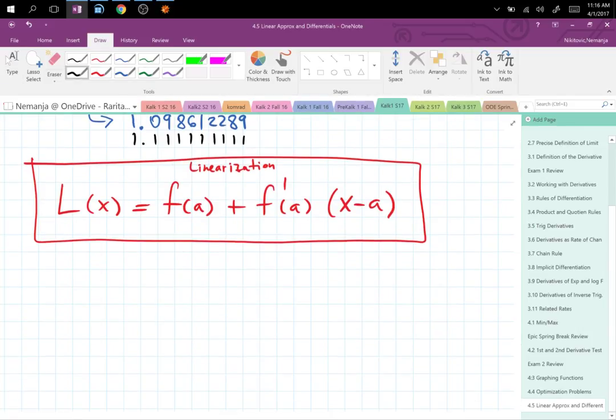So let's find, I don't know, what else could we calculate? Do you have any wish or anything? ln square root?